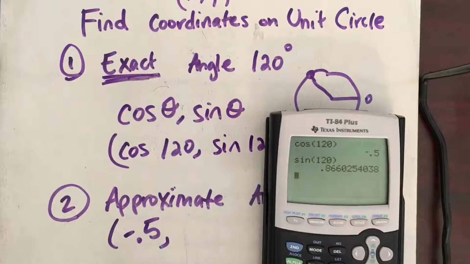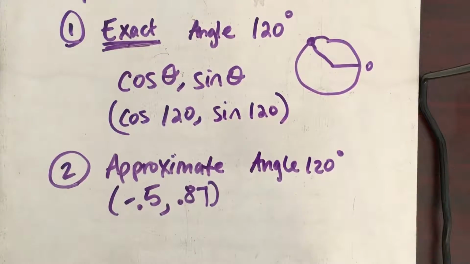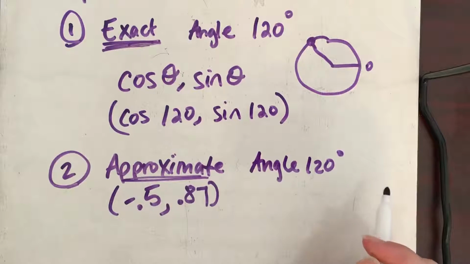It depends what we're rounding to. I want to say it's 0.87. And again, it would probably be specified in the directions how many decimal places we need to round to. So that's the difference in the exact versus approximate when you're given an angle.